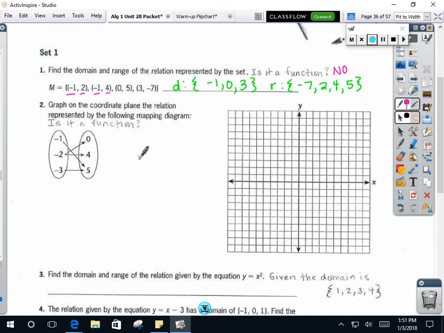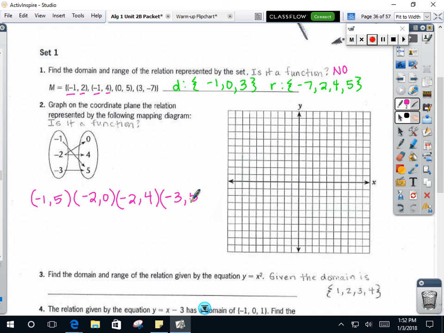Number 2. Graph on the coordinate plane the relation represented by the following mapping diagram and then determine if it's a function. Okay, from the mapping diagram, what is the first coordinate that we're going to plot? Negative 1, 5. And then what's the second point? Negative 2, 0. And what's the third point? Right, because there were two arrows coming from the negative 2. And then what's the fourth point?